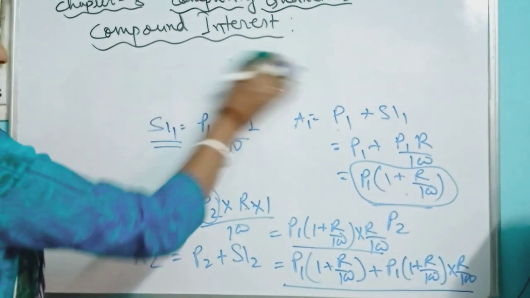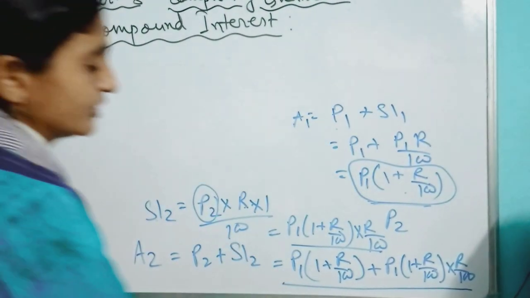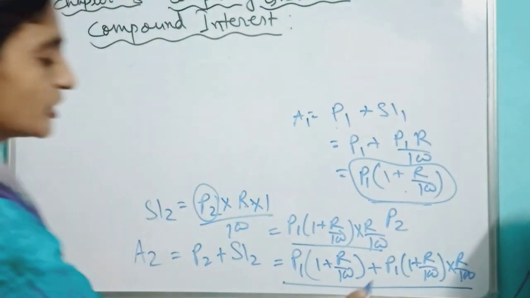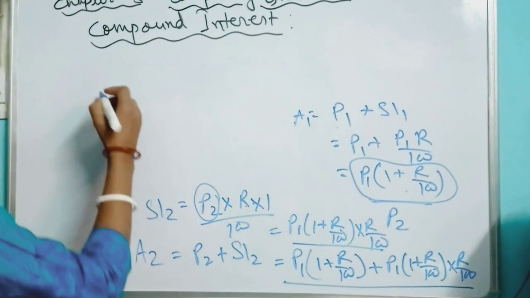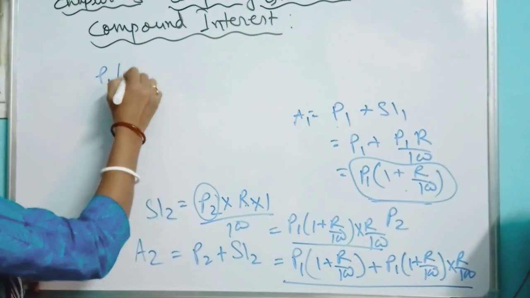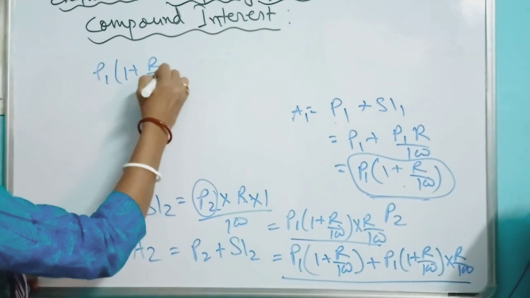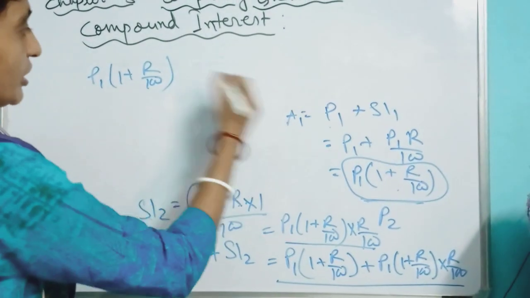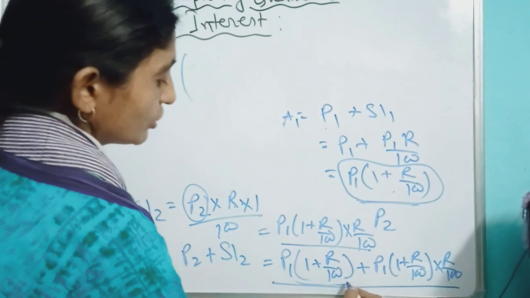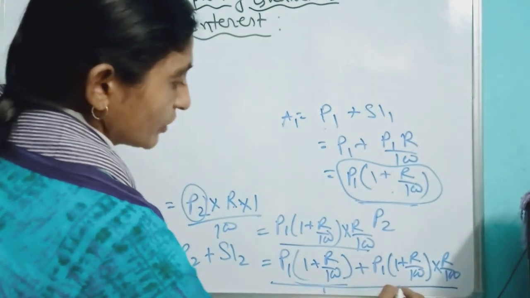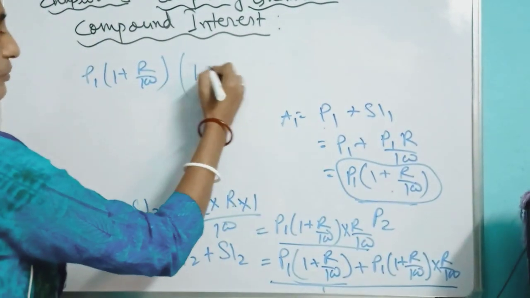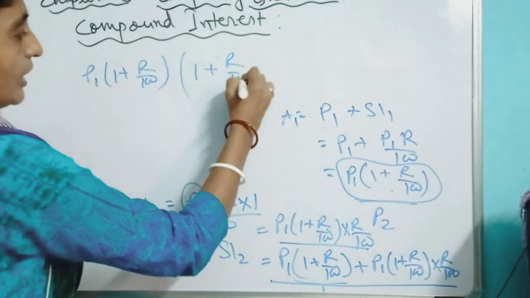Okay, let me rub it, this side I am rubbing, here I will write this one. When I am simplifying this part, what will I get? You can see it is P1 into 1 plus R by 100, and the remaining part, this one I am taking common. So from here I will get 1, and from here I will get R by 100 plus 1 plus R by 100.